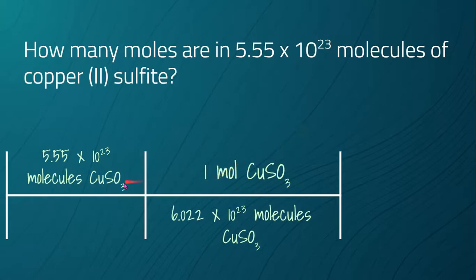My molecules cancel out and I'm left with moles, so I can multiply across the top and divide by the bottom. 5.55 times 10 to the 23rd times 1 divided by 6.022 times 10 to the 23rd should get you an answer of 0.92 moles of copper 2 sulfite. Again, please plug this into your calculator and make sure that you are getting this identical answer. If you are not getting this answer, then you are plugging it into your calculator incorrectly.